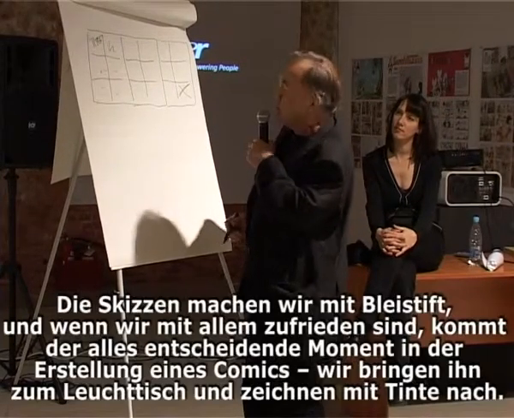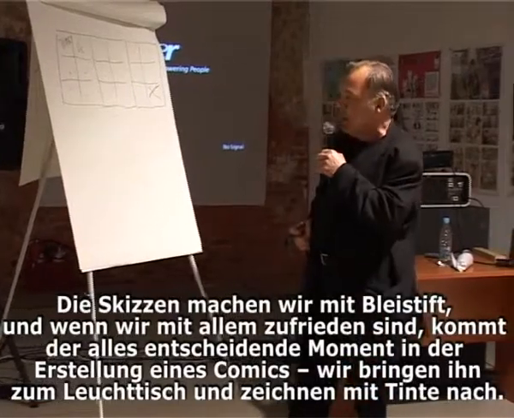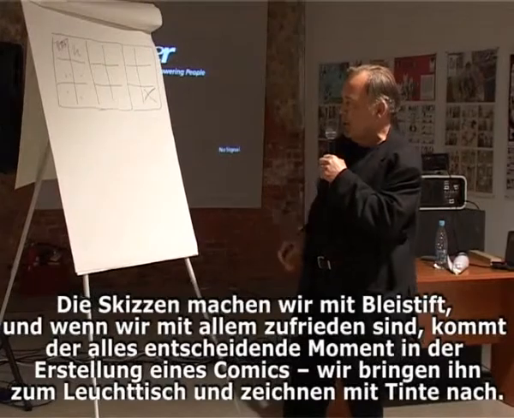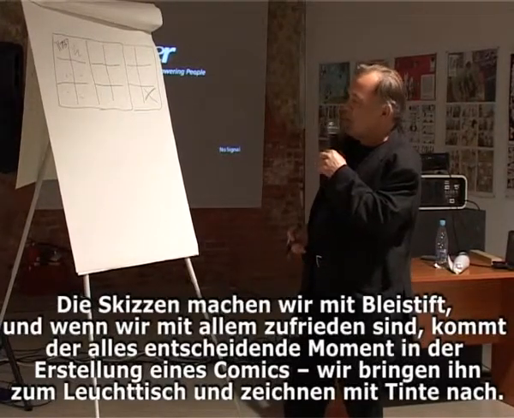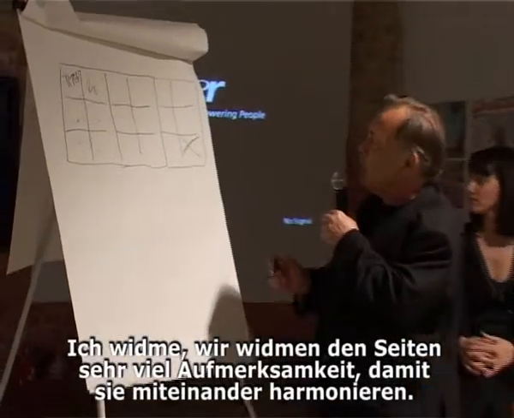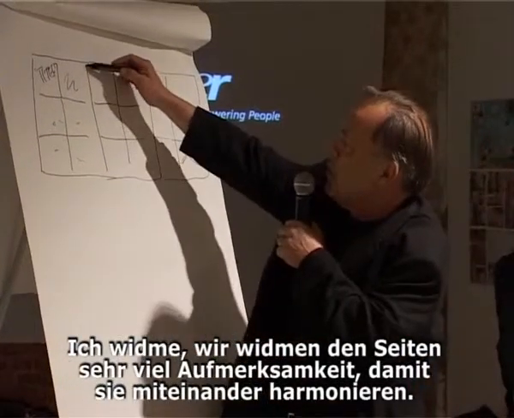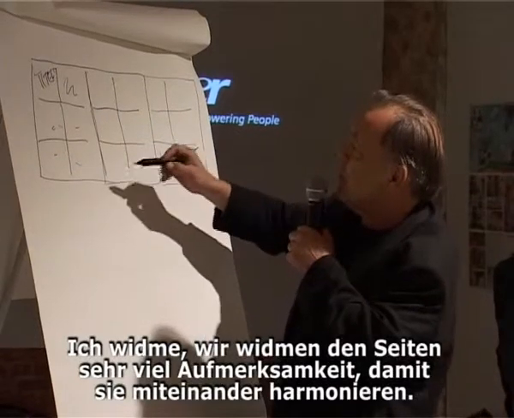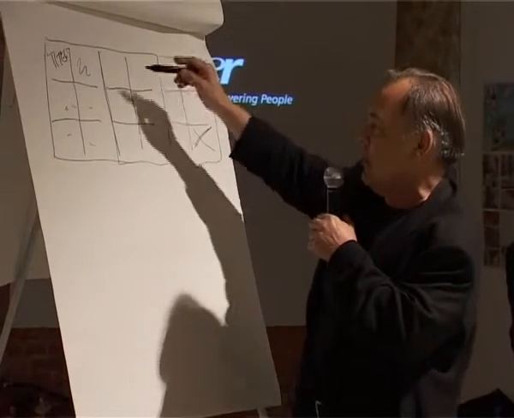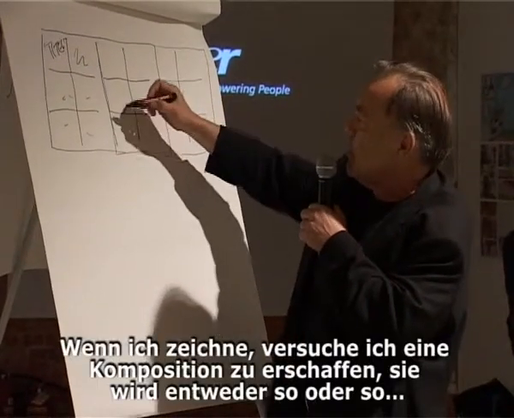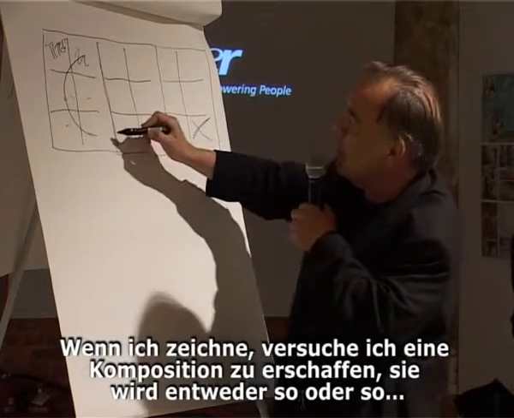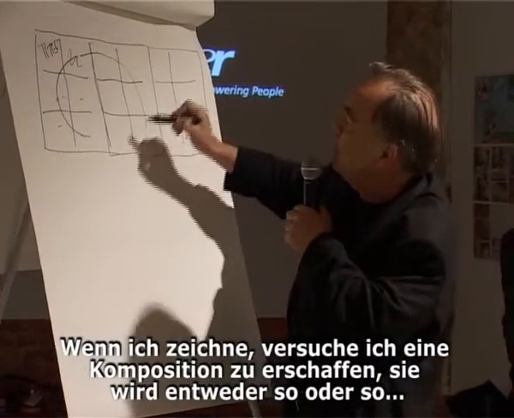And we do sketches with pencil, and when we are happy with the sketches, when they are finished, this is the main work on the comic book, then we trace them on the light table and ink them. Now I pay attention, or we pay attention, that the pages that lie side by side look harmonious together. So when I do the artwork, I pay attention that there's some sort of composition running through. Maybe so, or maybe not.